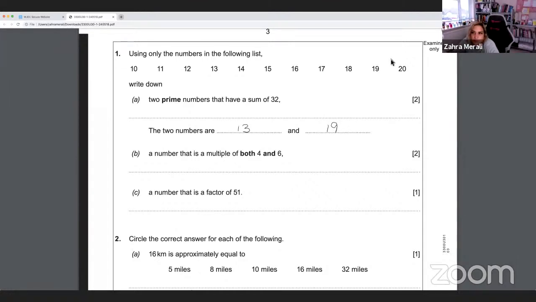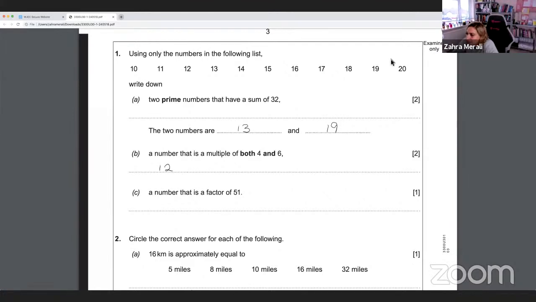A number that is both a multiple. So remember, a multiple means that it's in the times table. So something that's in the times table for 4 and for 6. So if we go 4, 8, 12, 12's in both. Is that in our list? Yes. So we're going to get 12.